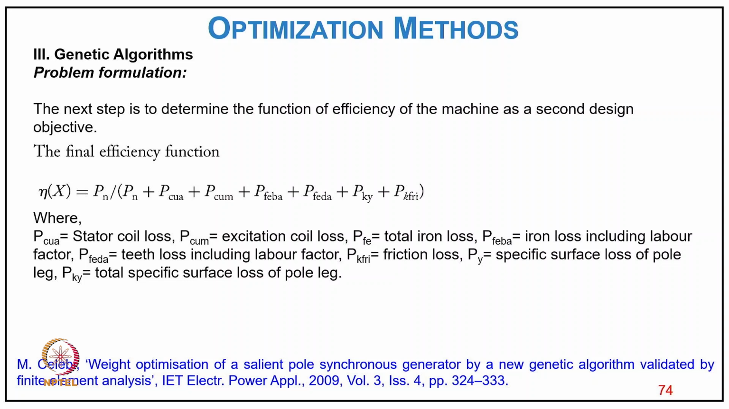The next step is to determine the efficiency function of the machine as the second design objective. Efficiency equals Pn divided by Pn plus PCA, PCM, PFE, PFDA, PKY and PKFI, where all parameters are defined here. PCA is stator core loss, PCM is excitation core loss, PFE is total iron loss including lever factor, PFDA is teeth loss including lever factor, friction loss, and specific surface loss and specific loss.